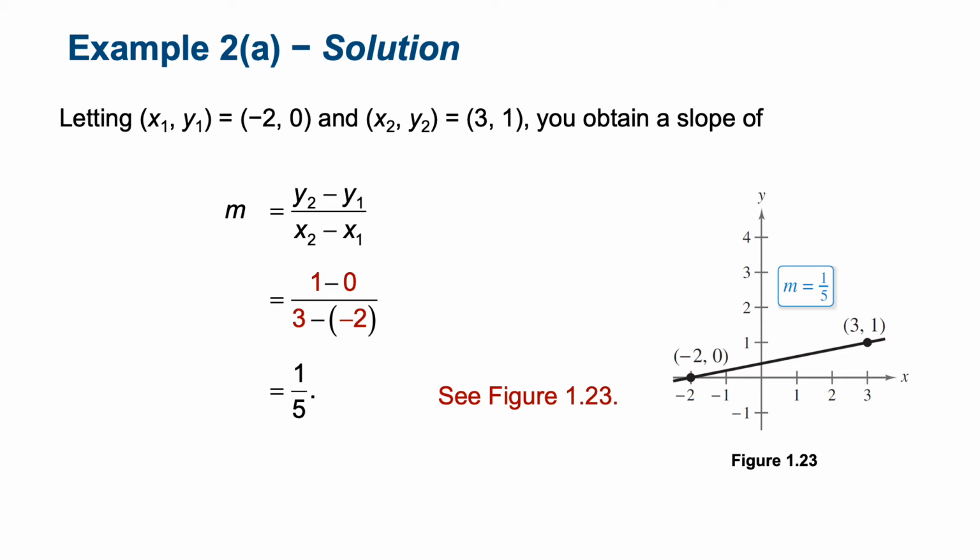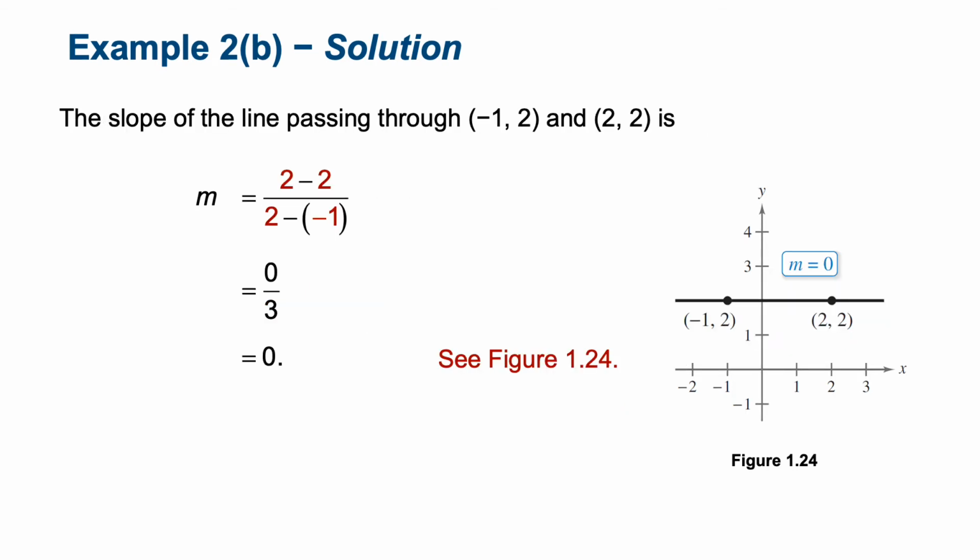All right, congratulations if you got the correct answer. Let's do the second one. What is the slope of a line passing through negative 1, 2 and 2, 2? So change of y over change of x. So 2 minus 2 over 2 minus a negative 1. 0 over 3, and 0 divided by anything is just 0. And boom, you have a slope of 0.